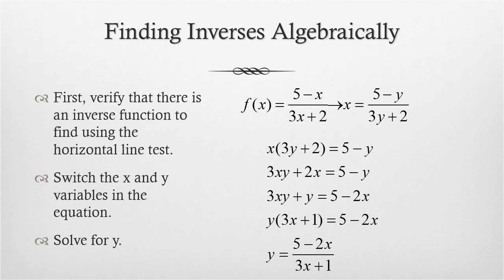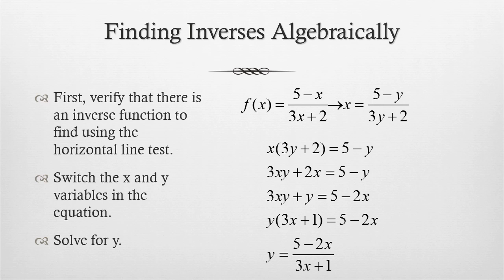And then we're going to distribute. So we have 3xy plus 2x equals 5 minus y. Now here's the key. Get everything that has a y attached by multiplication, or if it's just a y by itself, get those on one side. Everything that doesn't have a y attached goes on the other side. So that's the next step. We have 3xy plus y equals 5 minus 2x.